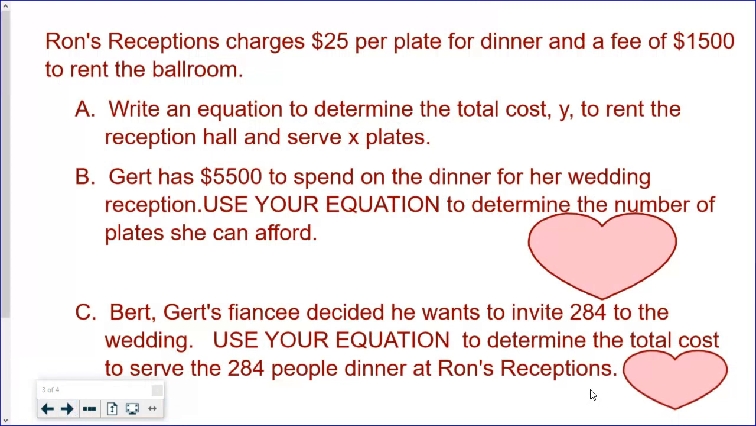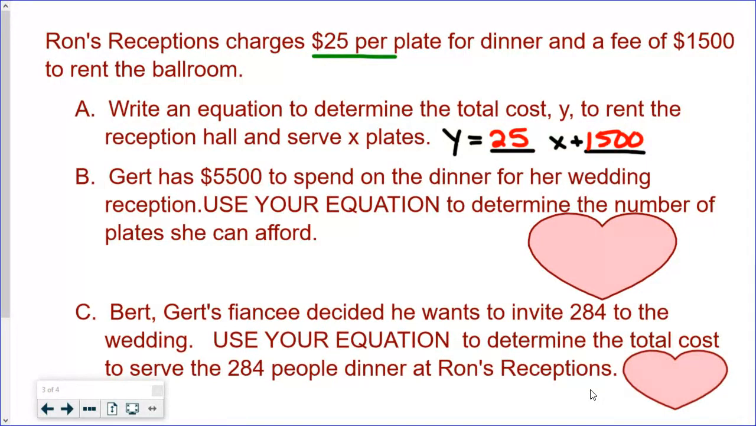Okay, Ron's reception charges $25 per plate for a dinner. Reception is when you go to the Holiday Inn to a party. And a fee of just to rent the ballroom of $1,500. So what's the equation? So the equation is per plate is your slope, per one plate, and $1,500 for the ballroom if 5 people come or 25 or 2,000 people come.